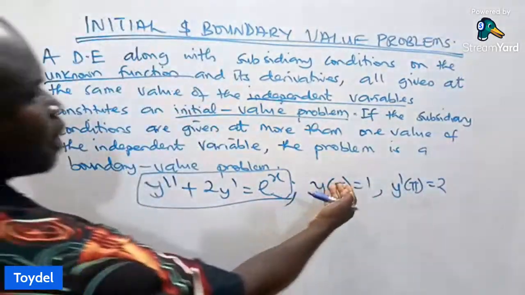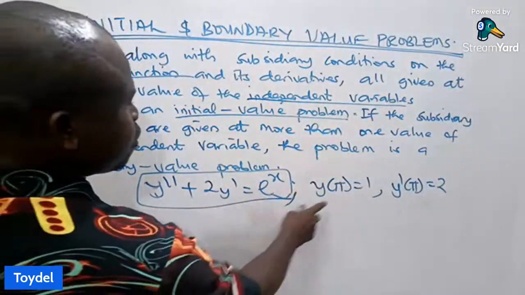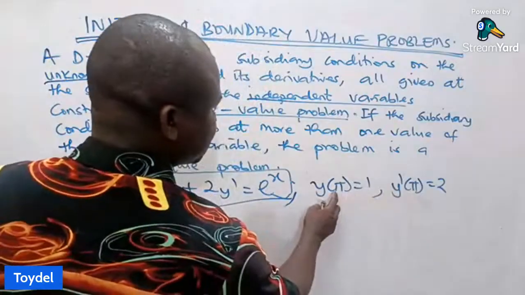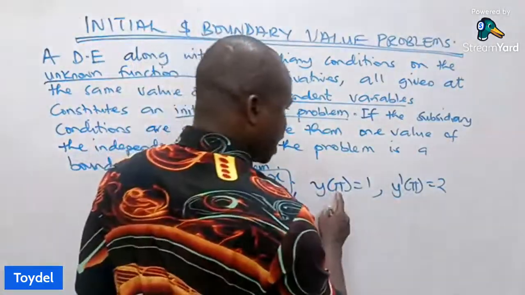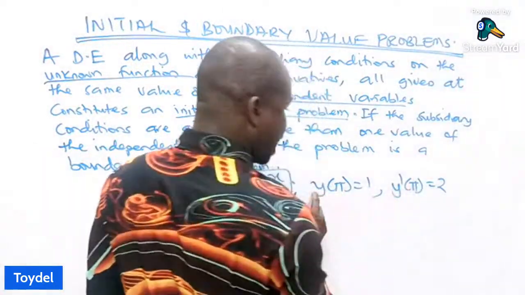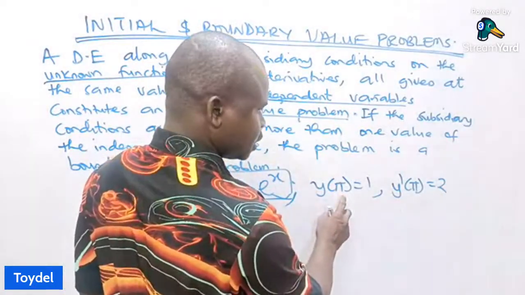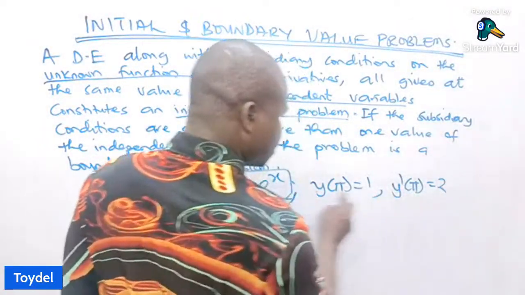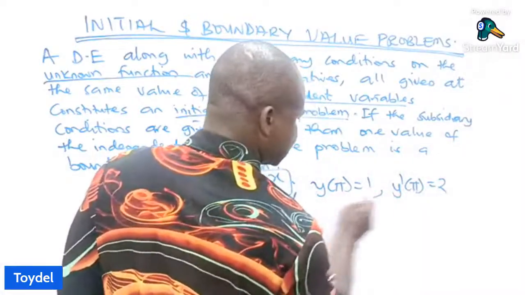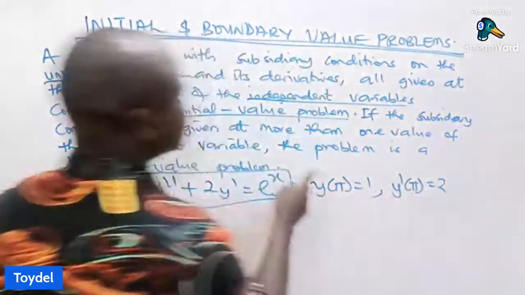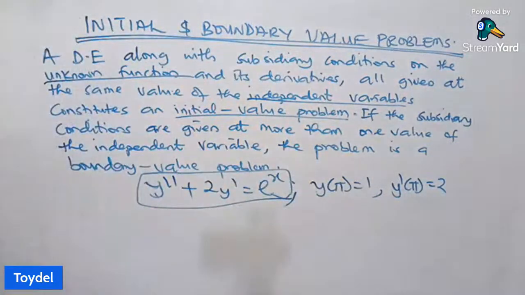The conditions that were added to this differential equation in this case were given at the same independent variable: y(π), and then y'(π). The value of x at these two points is π. Then in this case, this is an initial value problem. So it's an initial value problem.